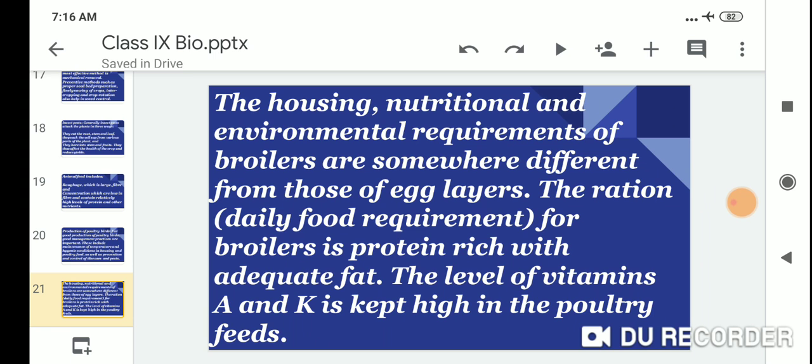The broilers' bodies are protein rich with low fat. The level of vitamins A and K is kept high in the poultry feeds.